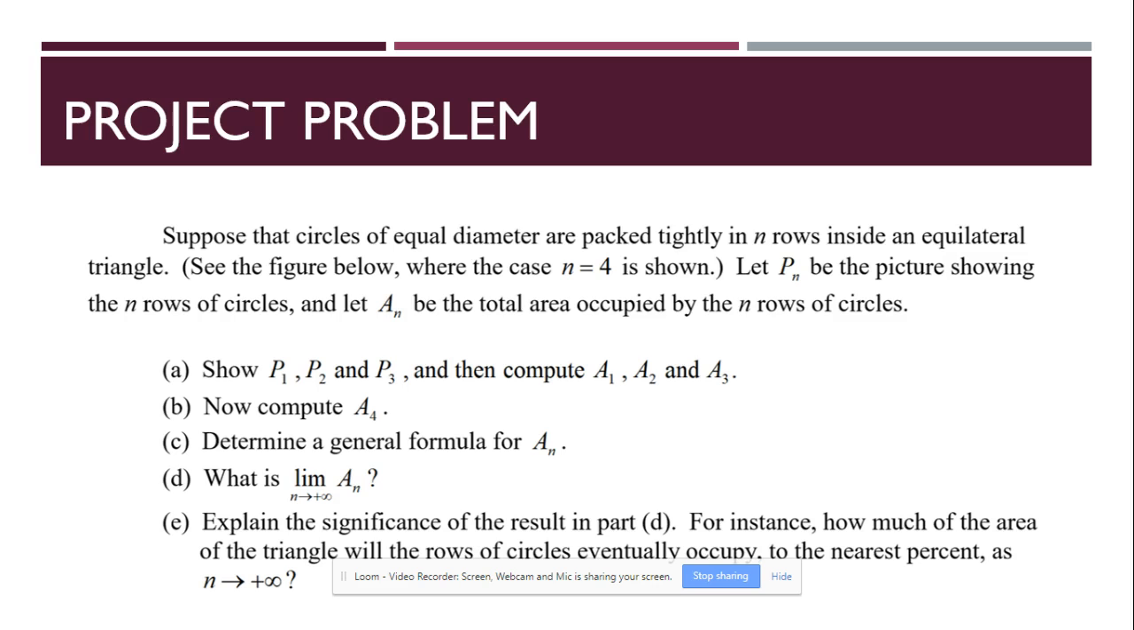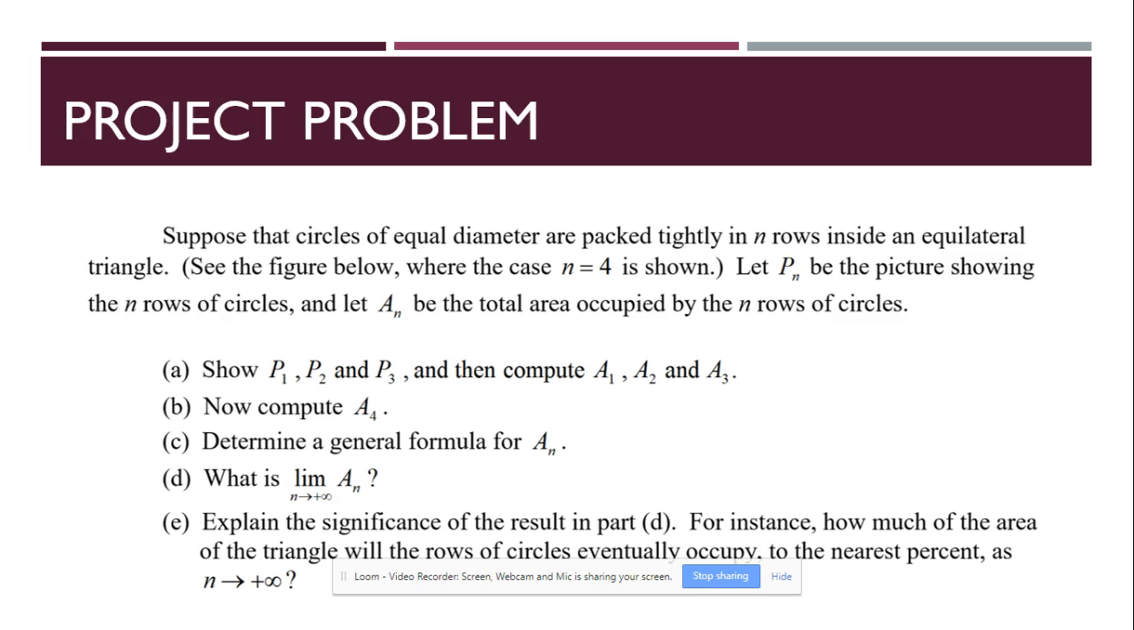And our question asks, suppose circles of equal diameter are packed tightly in n rows inside an equilateral triangle. See the picture below. Our picture is on the next page, where the case n equals 4 is shown. It says let P of n be the picture showing the n rows of circles, and let A of n be the total area occupied by the n rows of circles.